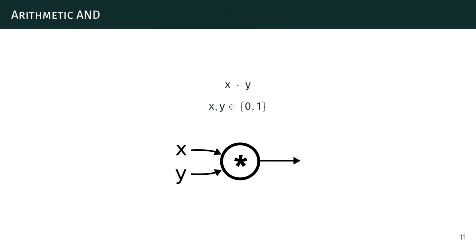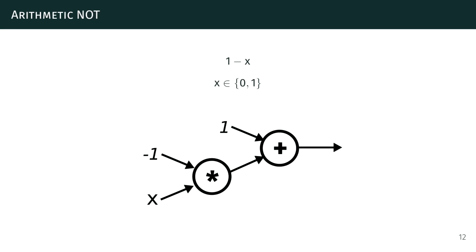And as it turns out, we can use these arithmetic circuits also to represent Boolean operations. This is multiplication. And if you consider the inputs restricted simply to the set of values 0 or 1, the output is also 0 or 1, and it is 1 if and only if both inputs are 1. So that's Boolean AND. Here's Boolean NOT. That's the function 1 minus x. That is 0 if x is 1, and it's 1 if x is 0.